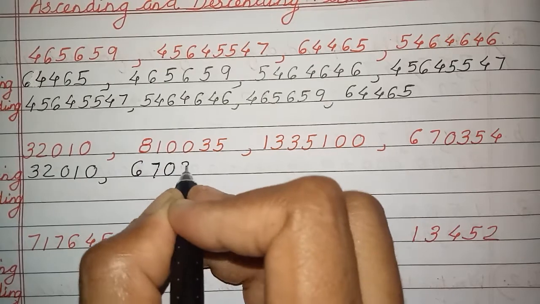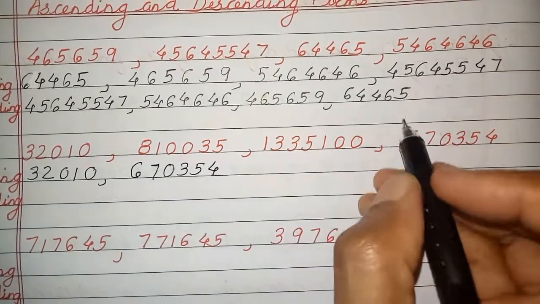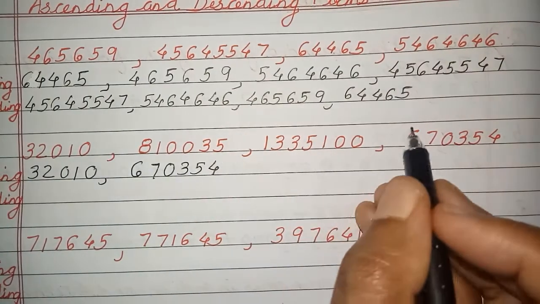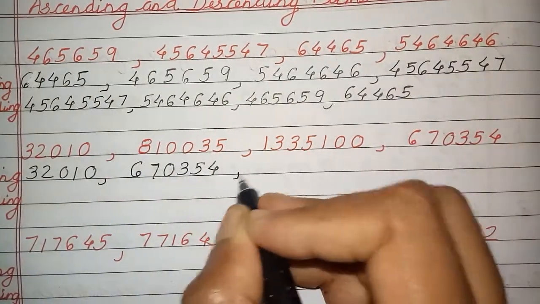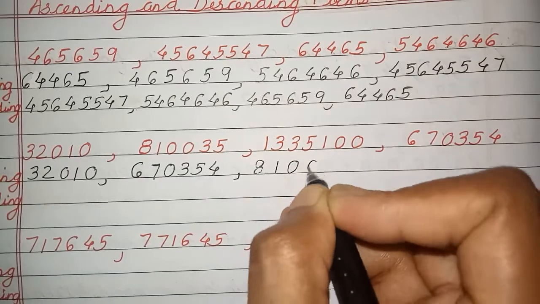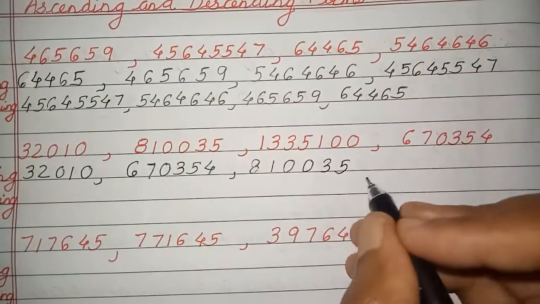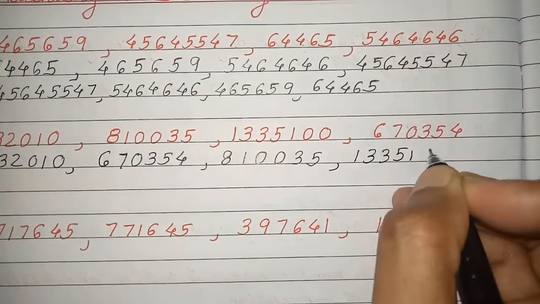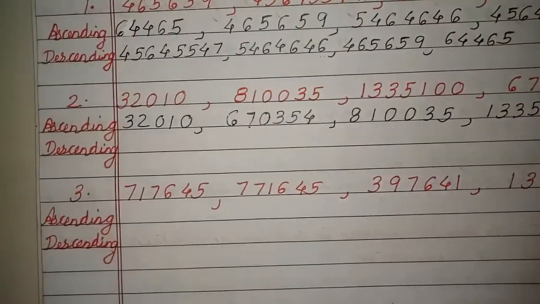Why did it come in the second position? It came in the second position because this is also a 6 digit number. This is also a 6 digit number. But 6 is small, 8 is big. So the next number will be 810035. So now what is the last number? 1335100. Now copy it in the reverse order.